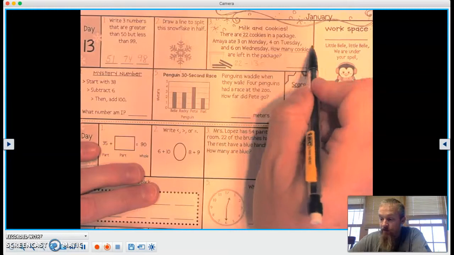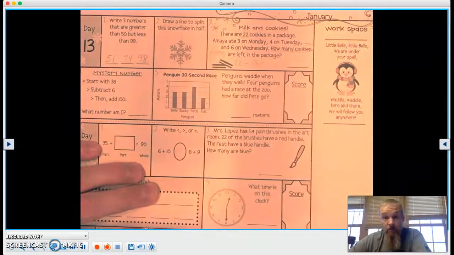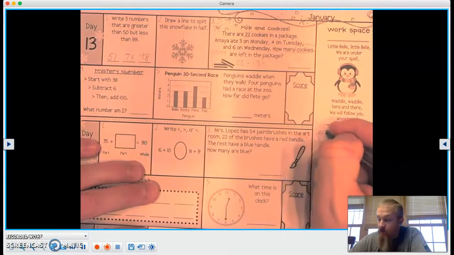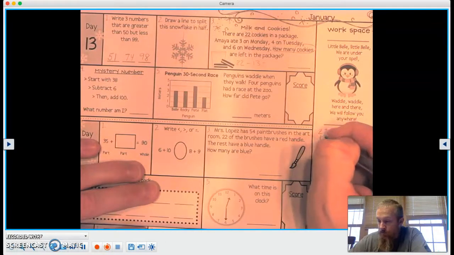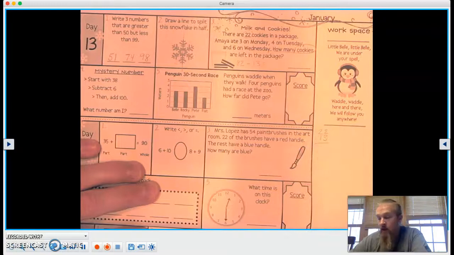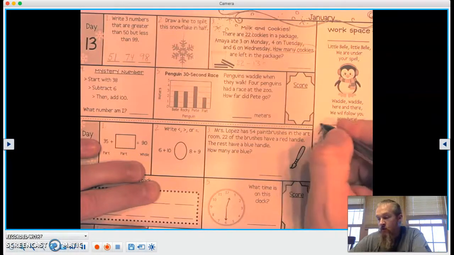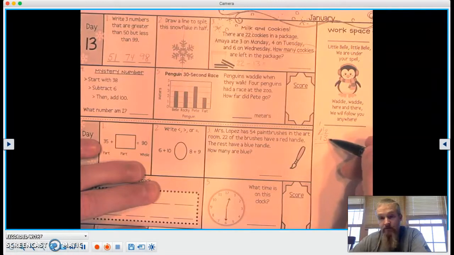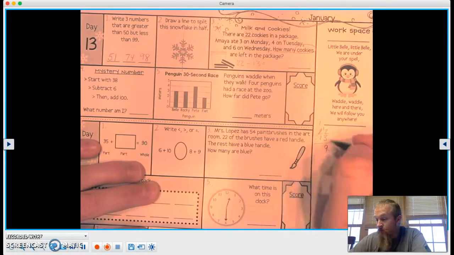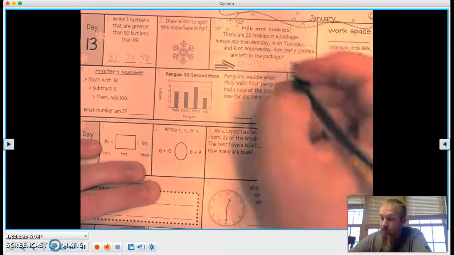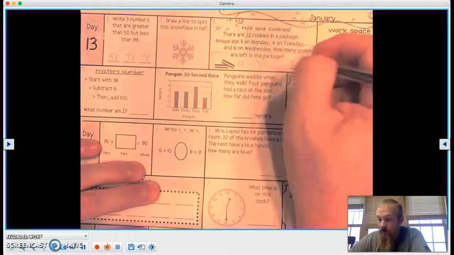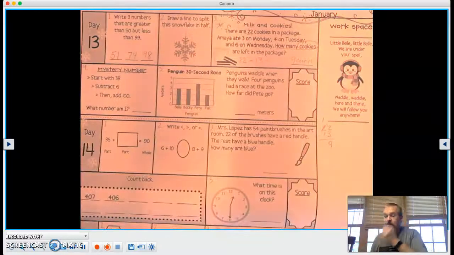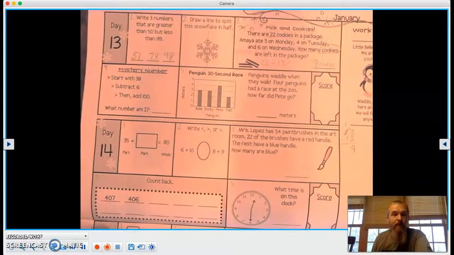So if we have 22 that we started with, and she ate 13, whatever we have left is going to be how many are left in the package, right? So let's come over here, and let's take 22 minus 13 that she ate. There's more on the floor, so we have to borrow from next door. 12 minus 3 is 9. 1 minus 1 is 0, so 9. How many cookies are left? 9 cookies. Okay?